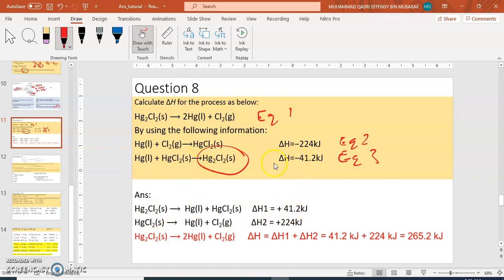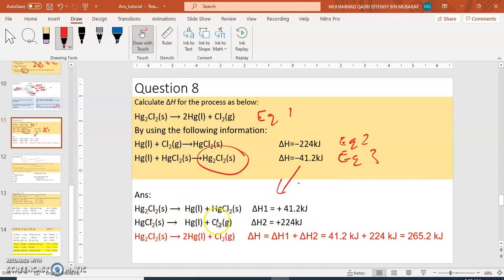So then, when we invert it, we need to change its notation also. From negative 41.2 kilojoule, this equation will become positive 41.2 kilojoule. The same goes for this one. Here we have 2 Hg and Cl2, while on this side we have Hg and Cl2, so we need to move it to the other side. That's why we need to change the equation and also the value itself. So that's why we have 234 kilojoule.